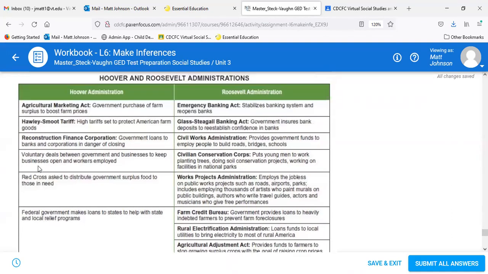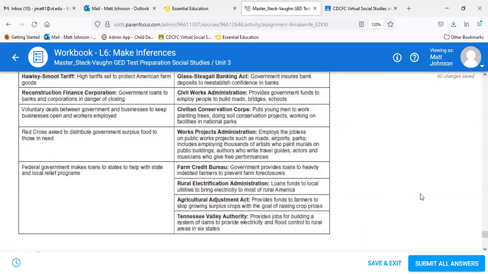So just taking a look at what we have here, what can you infer about the two administrations? What are the differences here? Generally speaking, what do you notice, just off the top of your head? Put it to you this way, which one seems to do more?